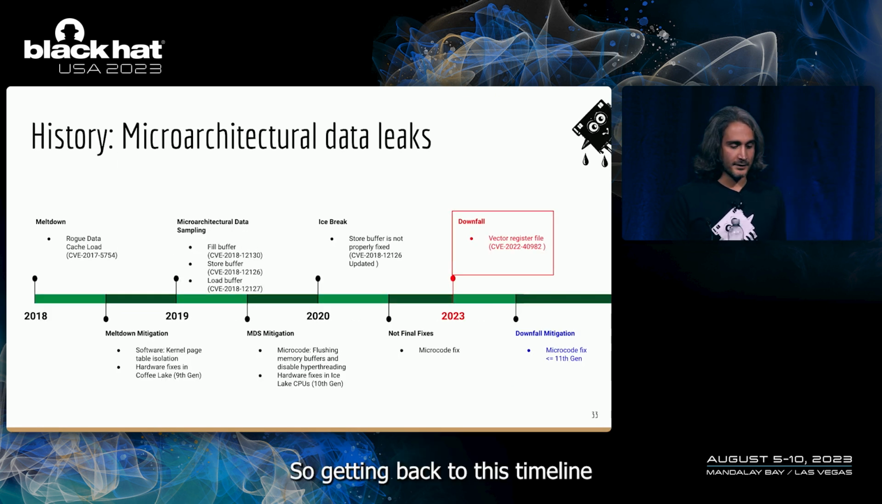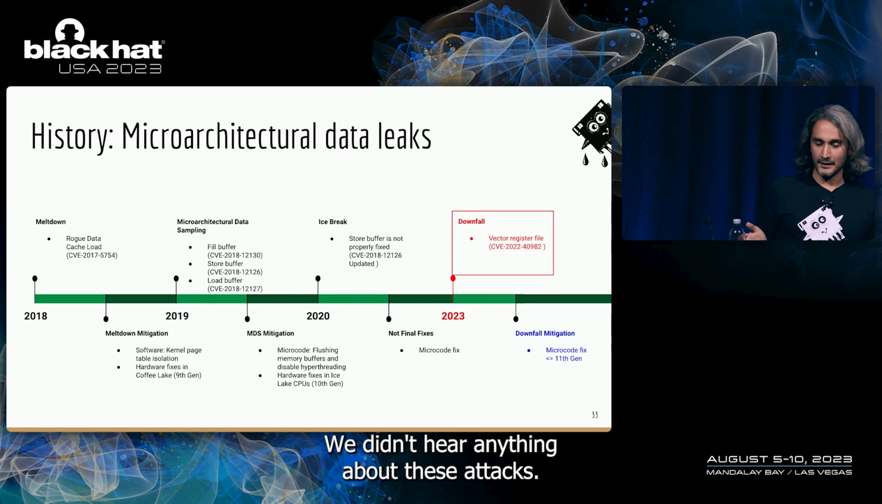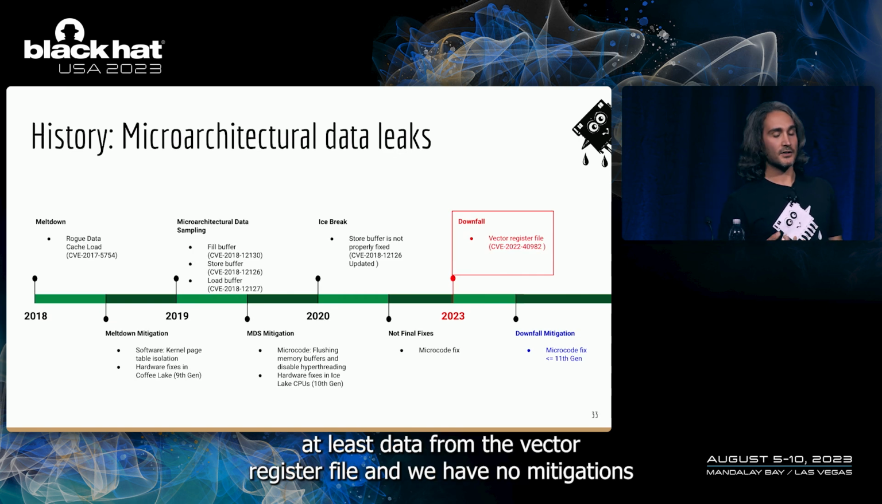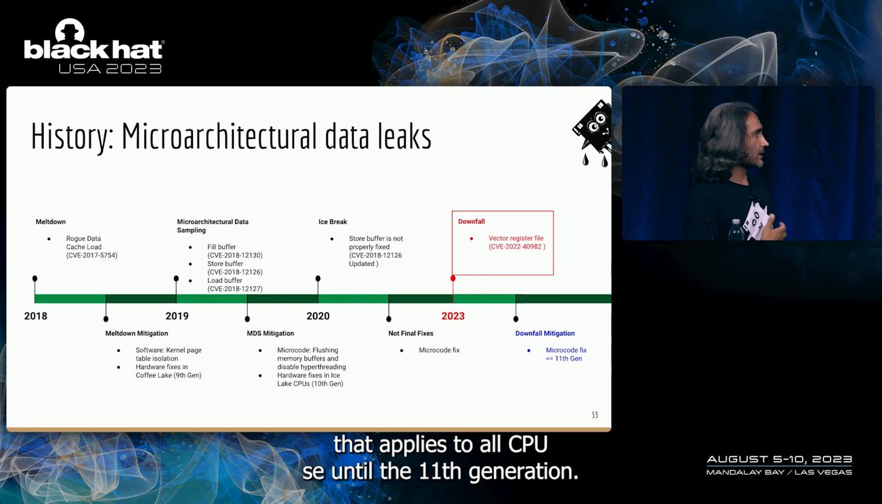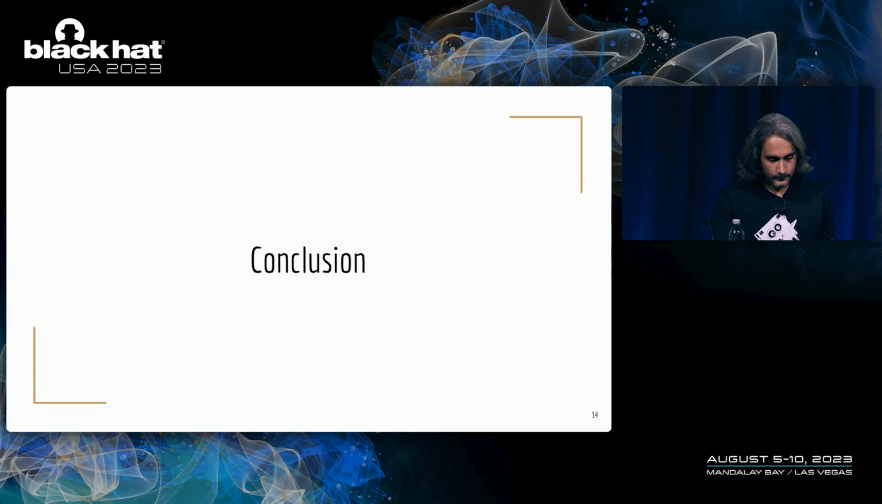So getting back to this timeline, from 2022 to 2023, it was silent. We didn't hear anything about these attacks. So again, we have them again. There is the Downfall attack that leaked data from the vector register file. And we now have mitigations that apply to all CPUs until the 11th generation. And these CPUs are used everywhere in the cloud, in the desktop, in laptops, and everywhere.